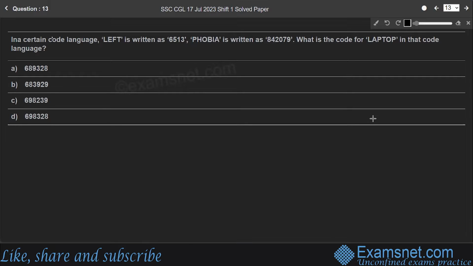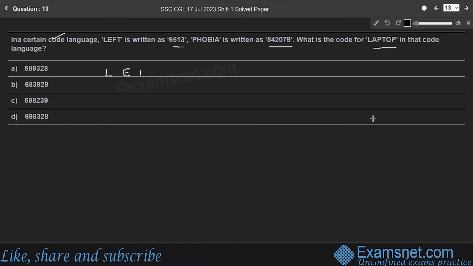Question 13. In a certain code language, left is written as 6513, phobia is written as 842079. What is the code for laptop in that code language? Here, students, no need to go for positional values of alphabets here. So directly we'll write the given words.